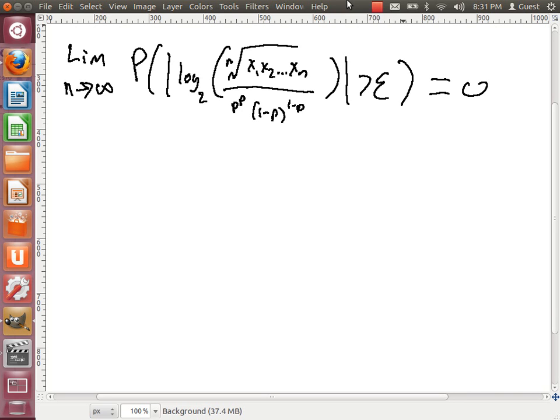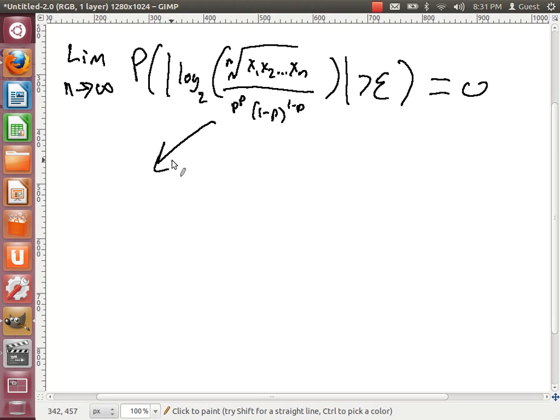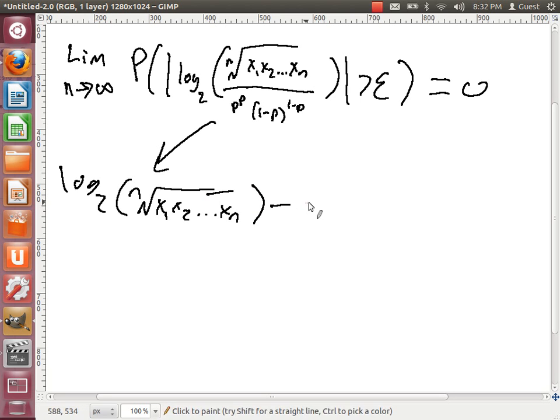And what's going on here is the same thing. We just have to use some algebra to rewrite it in such a form that it is, in fact, exactly an instance of the law of large numbers. So let's do that algebra. This expression in the middle here, I'm going to rewrite. Since we have a log of a ratio, I can rewrite this into a difference of logs. It's the log of the nth root of x1, x2, etc. through xn, minus the log of p to the p, 1 minus p to the 1 minus p.